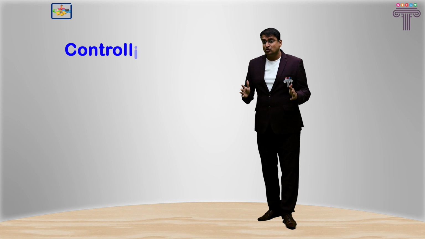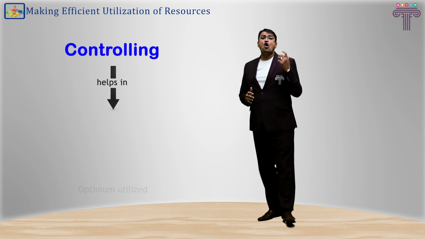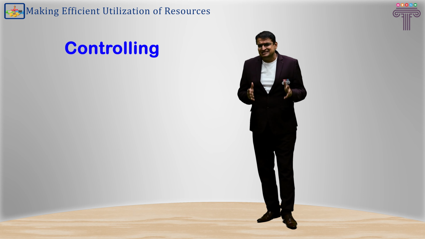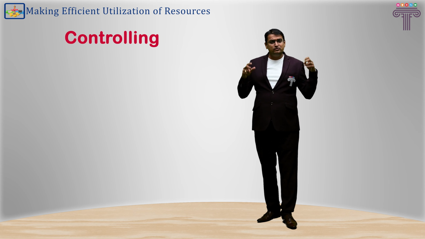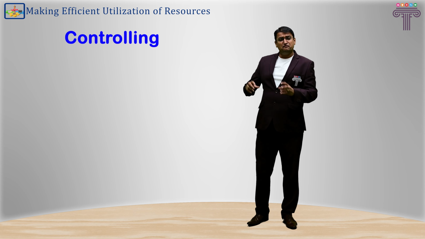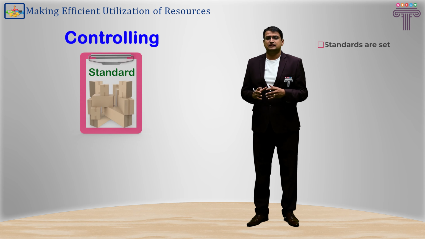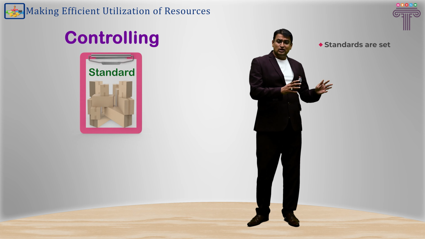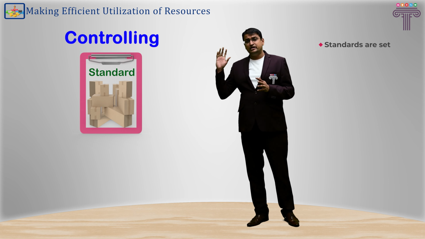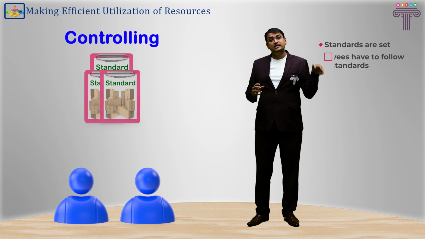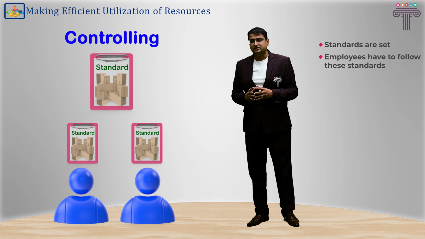Well, controlling helps in making optimum utilization of resources. As the name suggests, controlling. So what we do in controlling is that for every activity and every performance, standards are set. Employees are asked to adhere to those standards and stick to those standards.